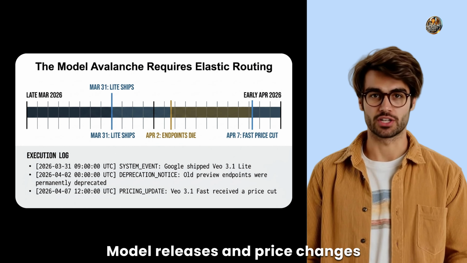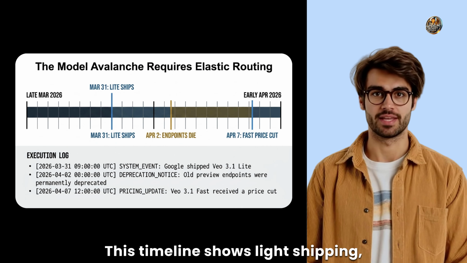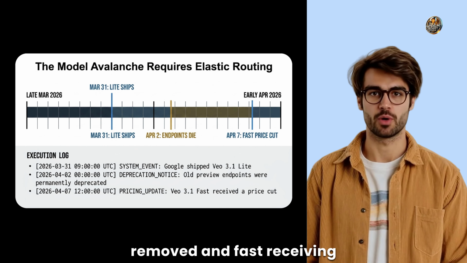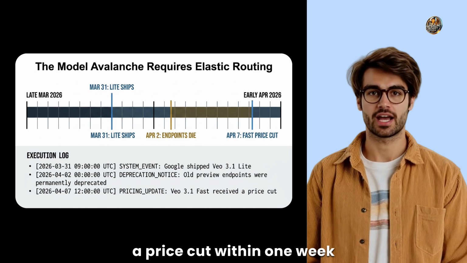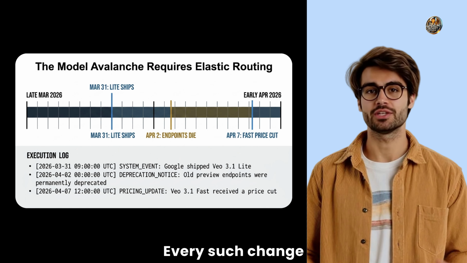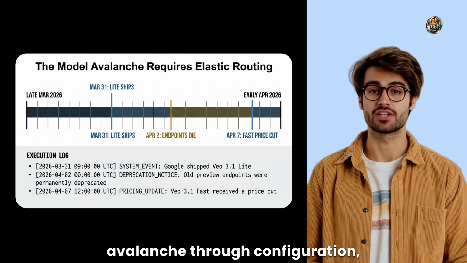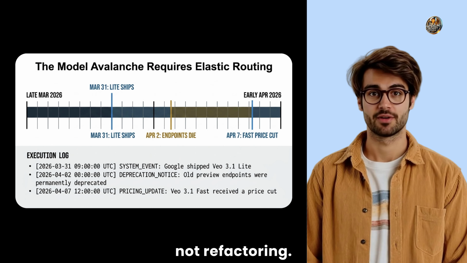Model releases and price changes now arrive in rapid bursts. This timeline shows Lite shipping, legacy endpoints being removed, and fast receiving a price cut within 1 week. Without elastic routing, every such change forces code rewrites. Our goal is to absorb this avalanche through configuration, not refactoring.